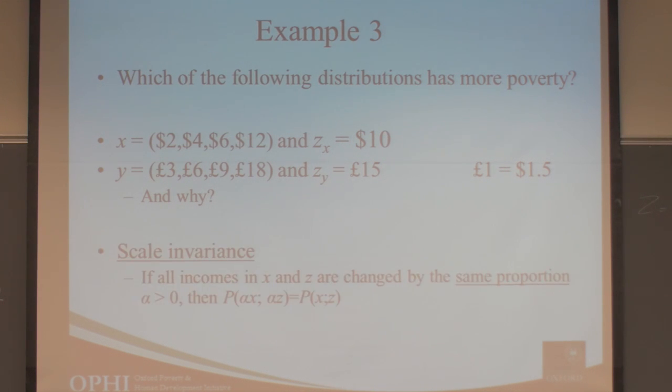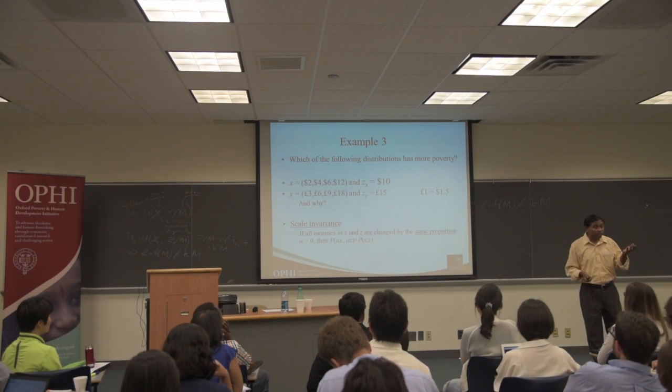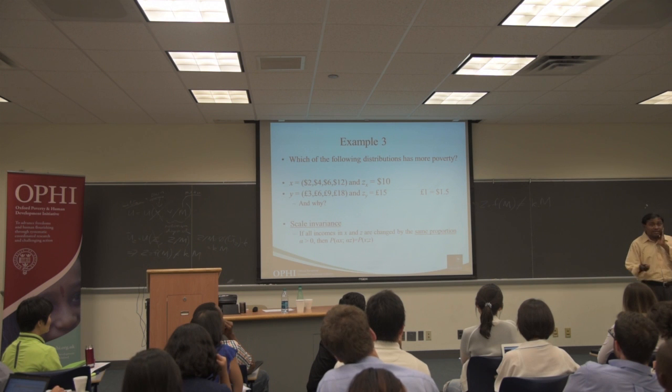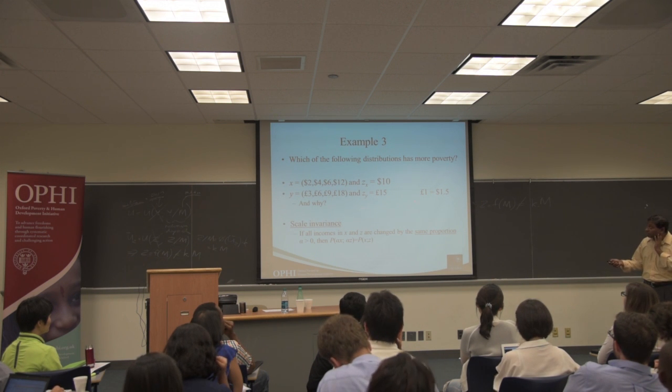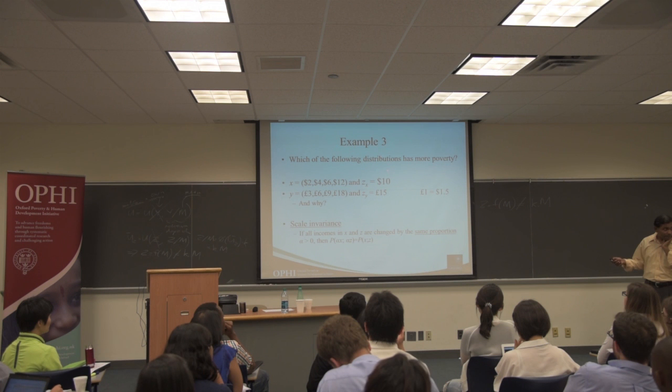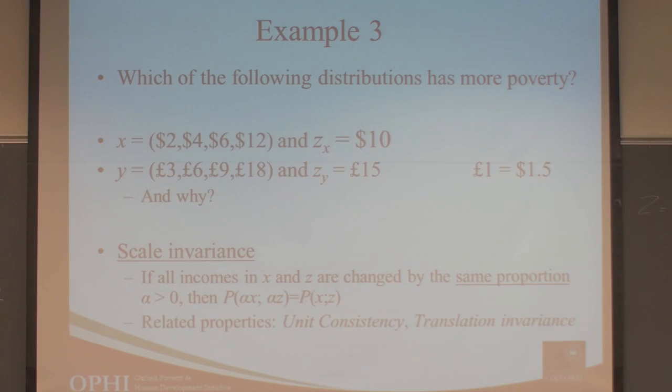This property is called scale invariance. That means if you merely change the scale of your particular indicator, and this is mainly the justification of using any particular measure, it should be invariant to this scale. The main idea is that if you change each income in X and the poverty line in the same proportion, then the poverty rate should not change. You can see the relevance of this property, right? This property comes from this convenience issue.